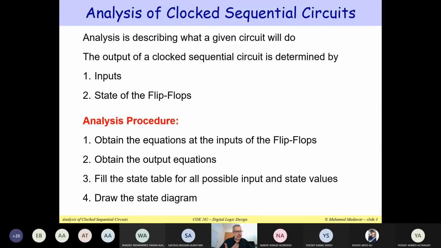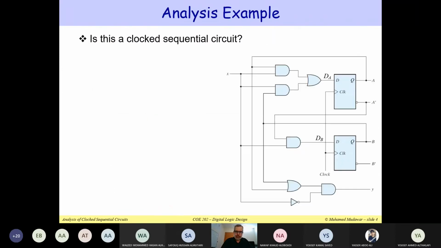So the analysis procedure is simple. We have 4 steps. Step number 1, obtain the equations at the inputs of the flip-flops. Step number 2 is to obtain the output equations. Then step number 3 is to fill the state table for all the possible inputs and state values. And step number 4 is to draw the state diagram. If we have done these 4, then we are done with the analysis. So these are the 4 steps in the analysis procedure.